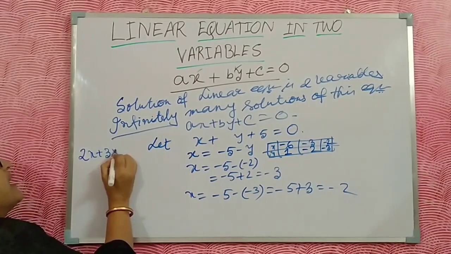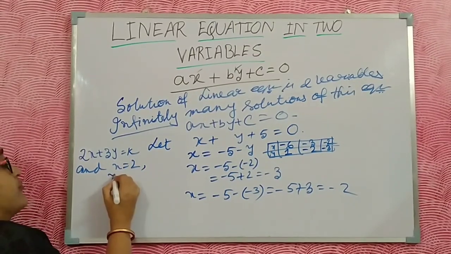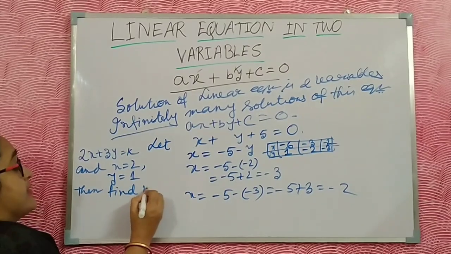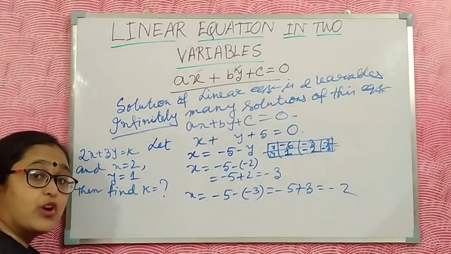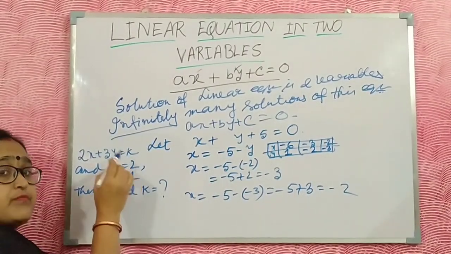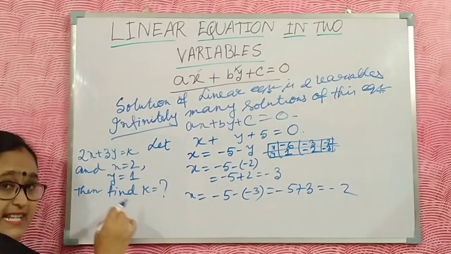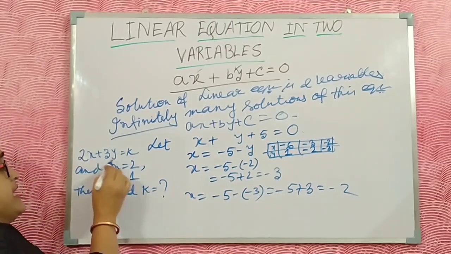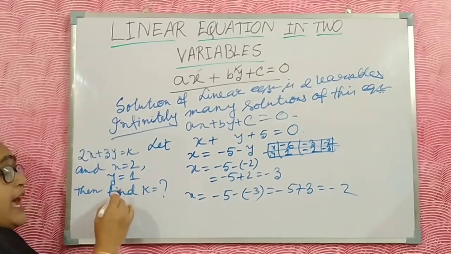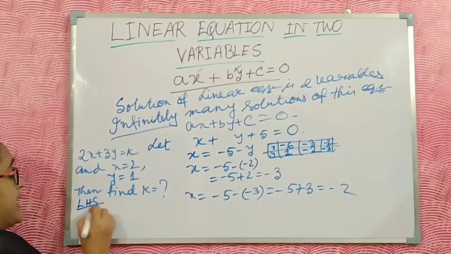Now I am taking an example. 2x plus 3y is equal to k, and x is 2 and y is 1. Then find the value of k. Take c to the left hand side, then c is minus k. Here a is 2 and b is 3. I give the value of x as 2 and the value of y as 1. Just put them in the left hand side, then you get the value of k.